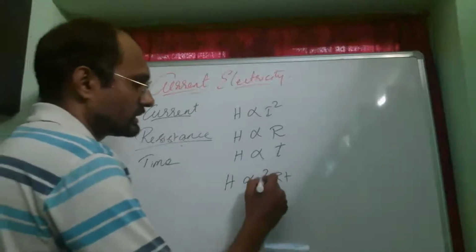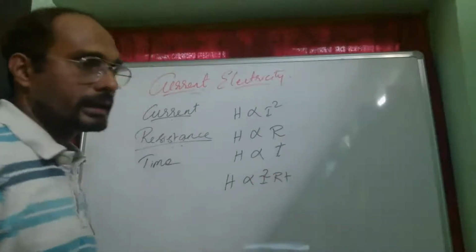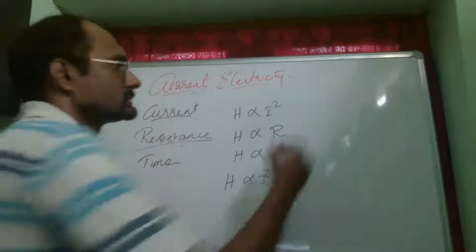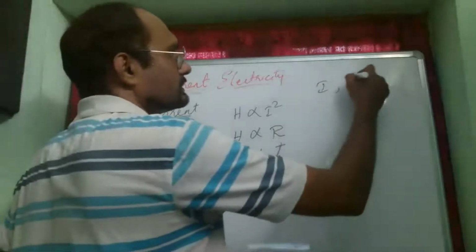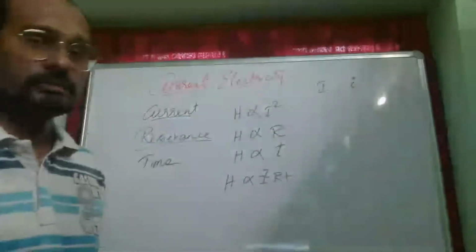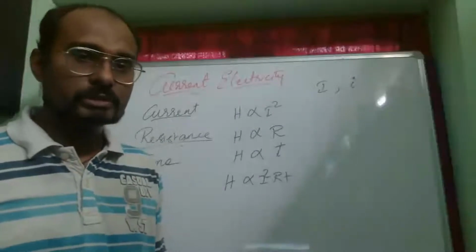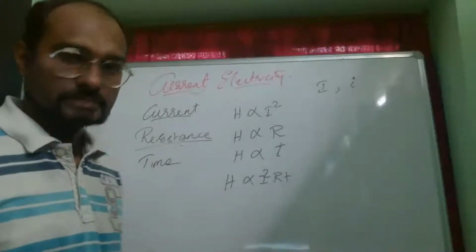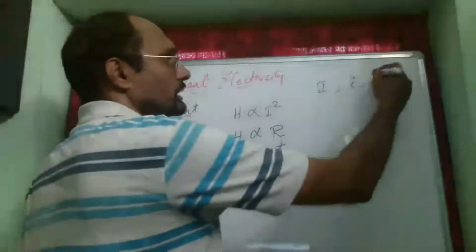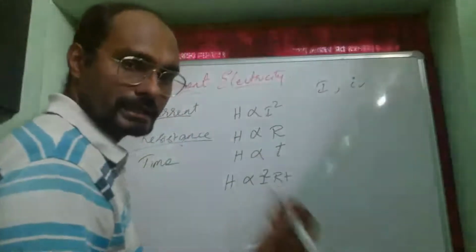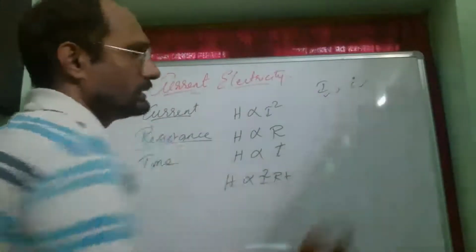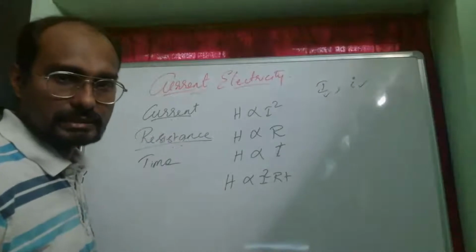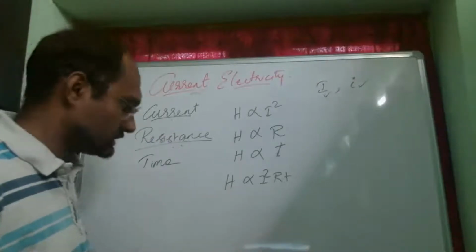There is one more thing I need to tell you. There are two representations. One is capital I, the other one is small i. Don't get confused. Whenever we are talking about alternating current, we use a small i. Whenever we are talking about direct current, we use capital I. What is direct current and what is alternating current? We will see in subsequent videos.